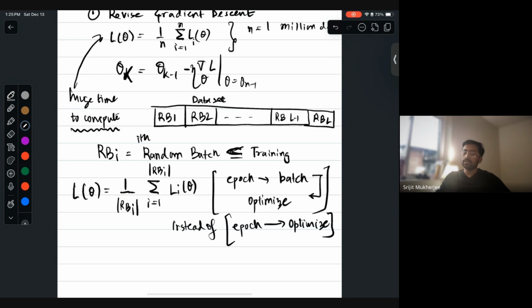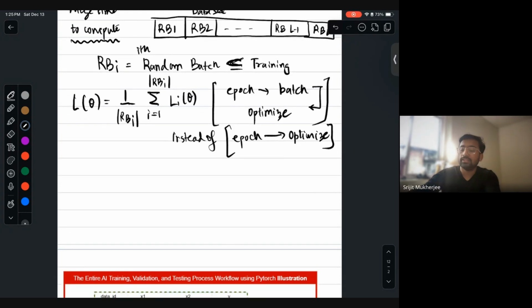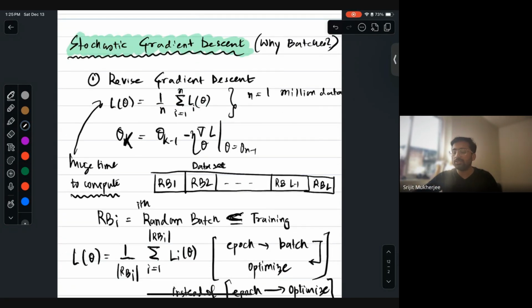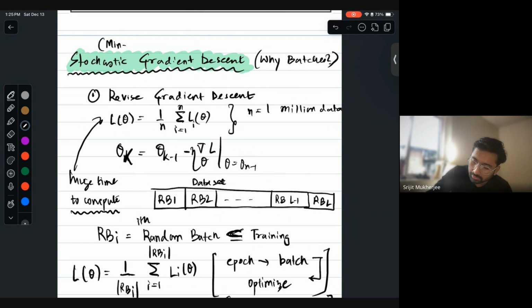When we do this, the main question is: does it work? Because we are reducing the data set, is the loss converging to the optimum minima? Let me pull up a picture for you. So this is called mini batch stochastic gradient descent. When each batch size is 1, it's called stochastic gradient descent.